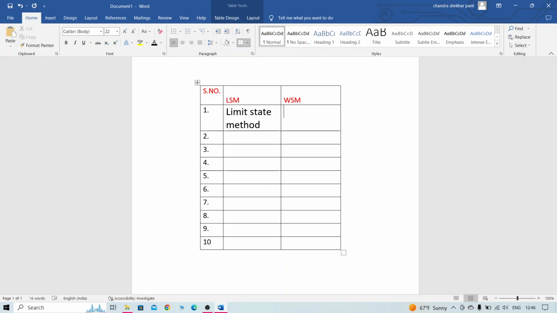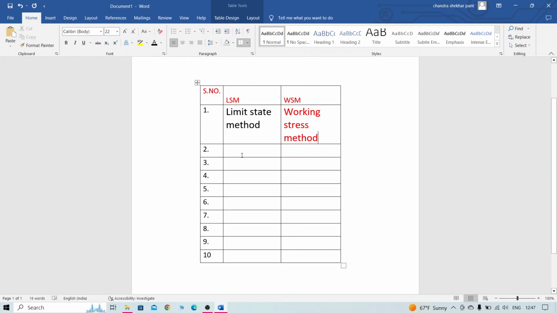In any way we just have to make the structure and give it to the client, no matter what the cost is. The same we're going to be dealing with in this. Its full form is working stress method.